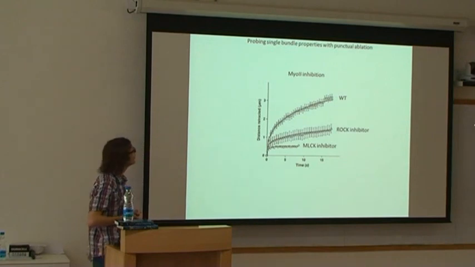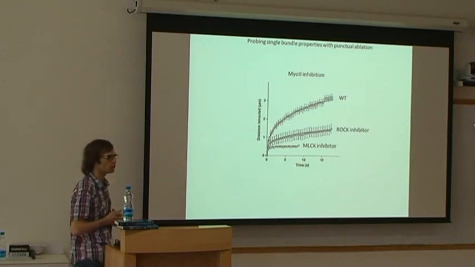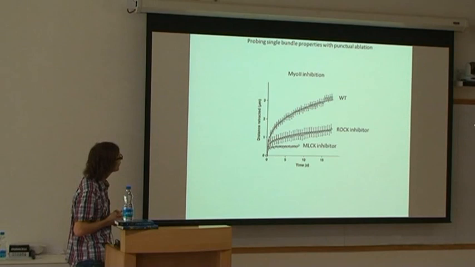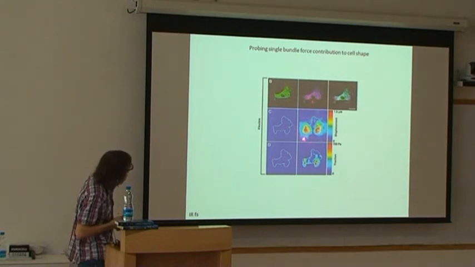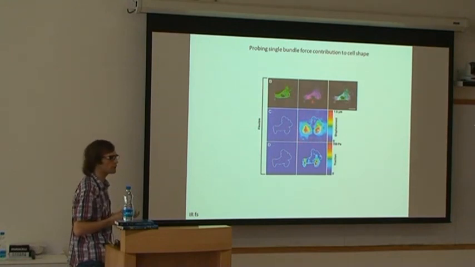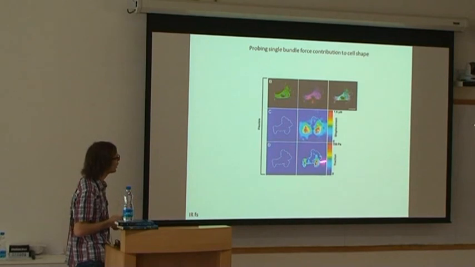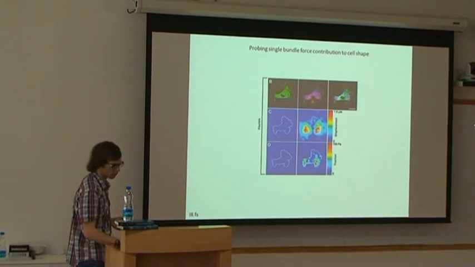Then he inhibits a motor protein, in this case myosin, by using ROCK inhibitor and MSTK inhibitor. And what he sees is that, compared to the wild-type effect, the relaxation is much slower. Finally, he also tries to do this by looking at the full cell, putting it on a gel with, I think, beads below. By looking at the displacement of the beads and knowing the properties of the gel, he calculates the traction force.